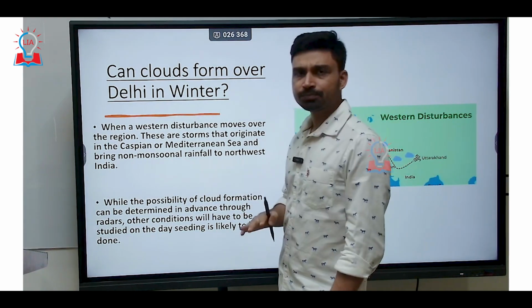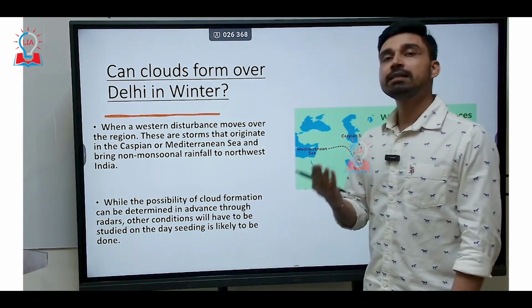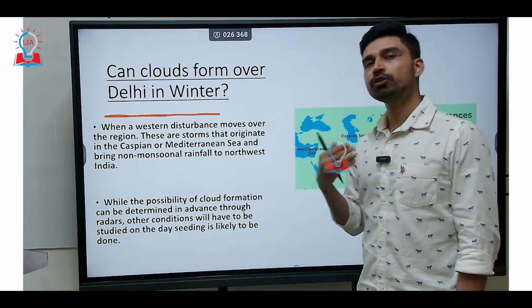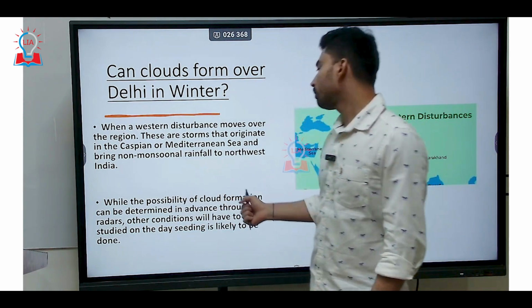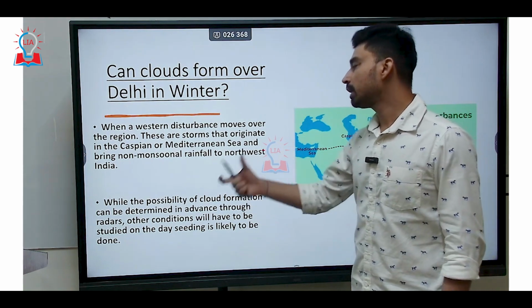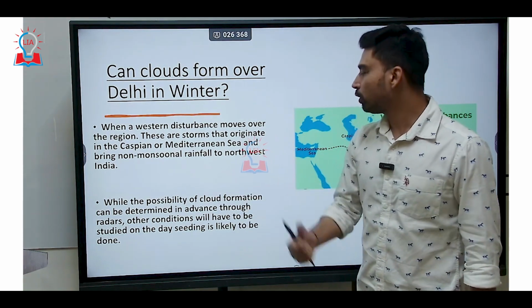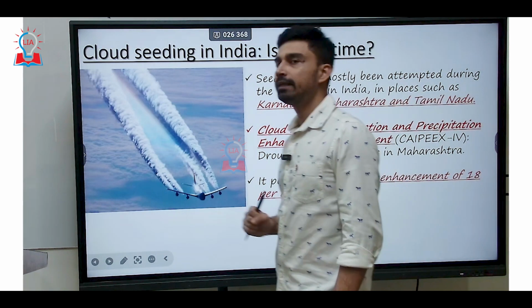So obviously in the winter time, since the temperature is lower, the rate of evaporation is lower and the amount of water vapor in the atmosphere is less, so the possibility of cloud formation can be determined in advance through radars. Other conditions will have to be studied on the day when seeding is likely to be done.